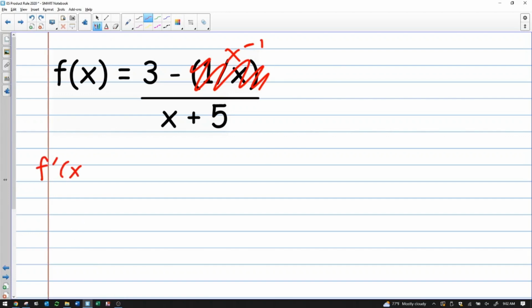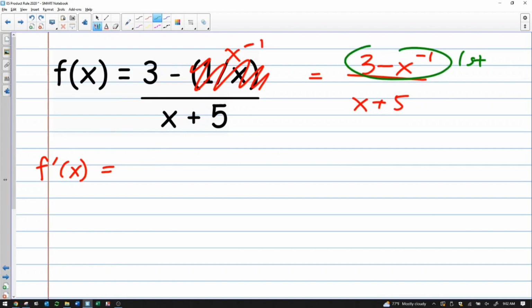Okay, so I'm going to go ahead and take the derivative here. It is a fraction, so I'm going to use quotient rule. My top factor, whatever this is, 3 minus x to the negative 1. On the bottom, I have x plus 5. So this will be the derivative of the first. What did you guys get for the derivative of the first? 1 times 1, carry down your x, and now the new power is negative 2.